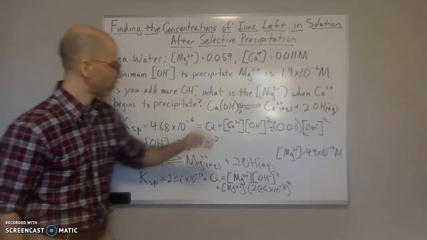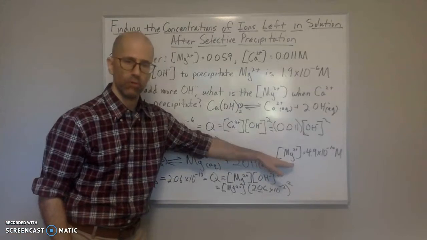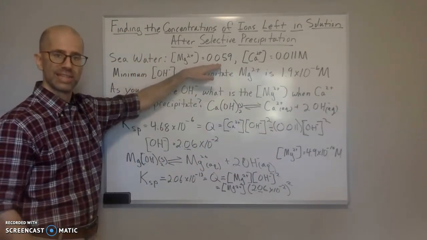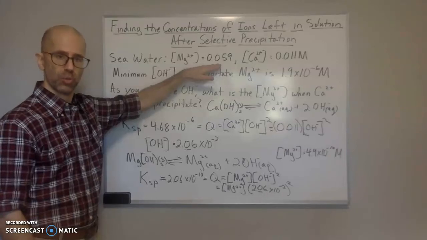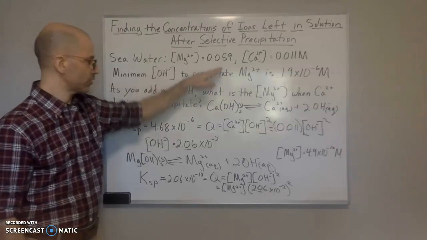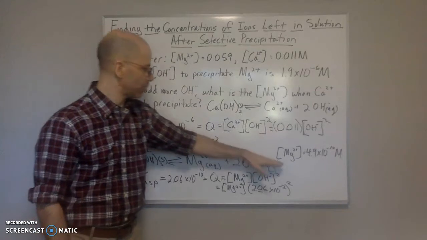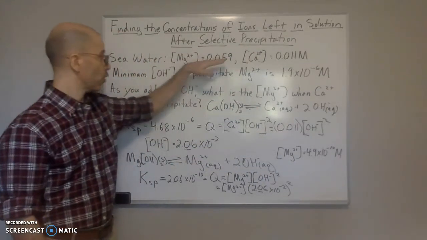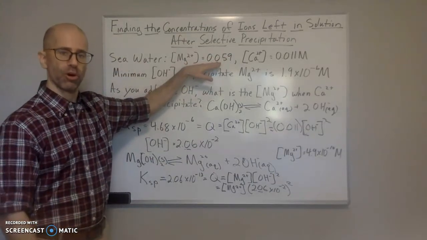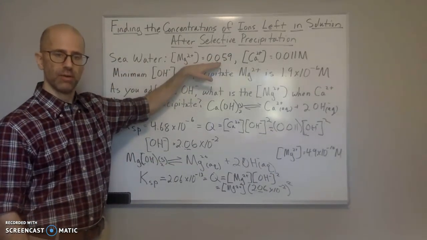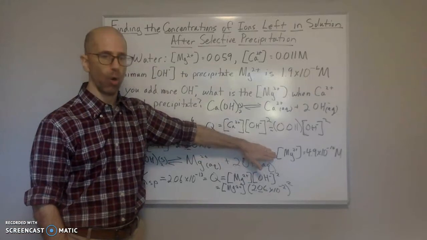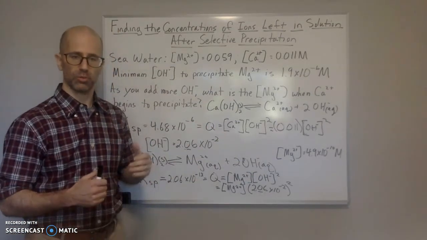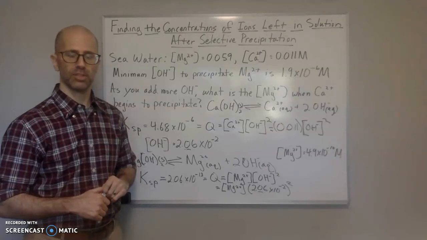And this is impressive because you can see this is what remains. This is what we started with. So the selective precipitation worked really well because you were able to precipitate out 99.99% of your original amount before the calcium starts to precipitate out. And so you were able to remove almost all of the magnesium before you started precipitating out the calcium. So that's a really good selective precipitation occurring.